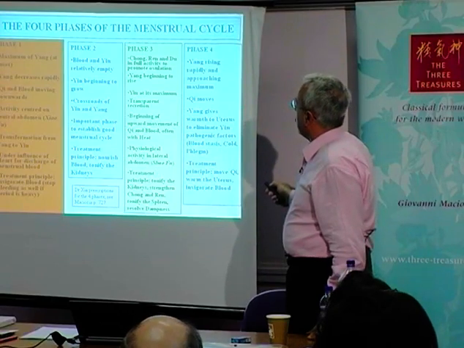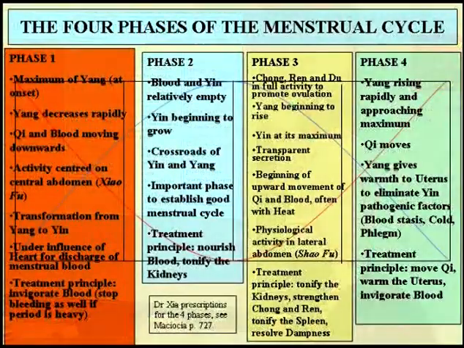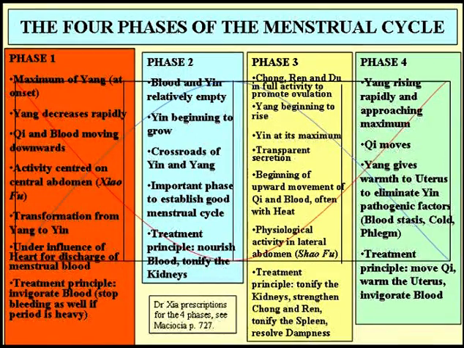Phase three, what happens? Chong, Ren, and Du are in full activity to promote ovulation. Ovulation, in Western medicine, is under the control of estrogen; in Chinese medicine, it is under the control of the Chong, Ren, and Du. Notice that the influence of the Du is often overlooked in gynecology.